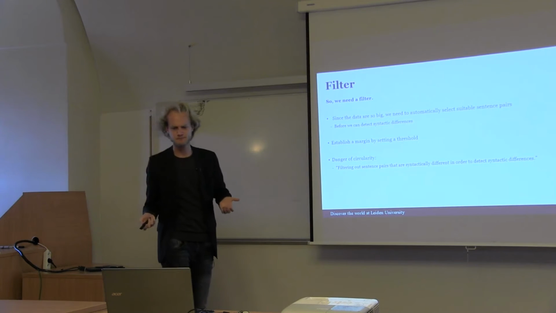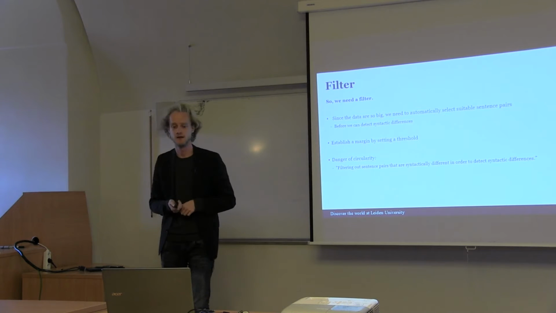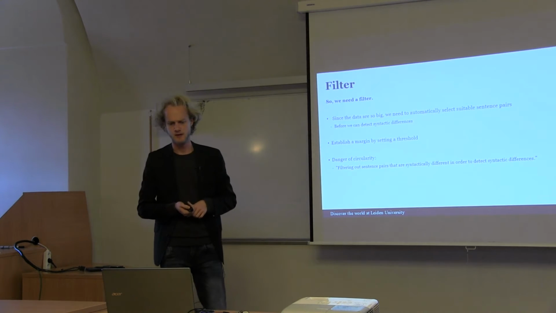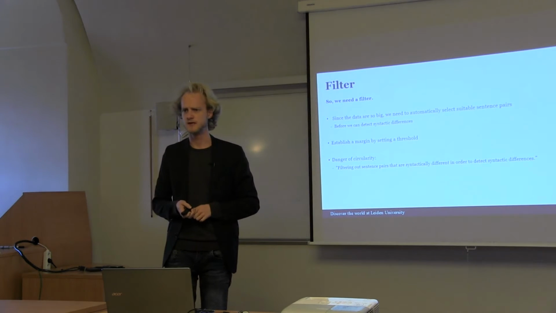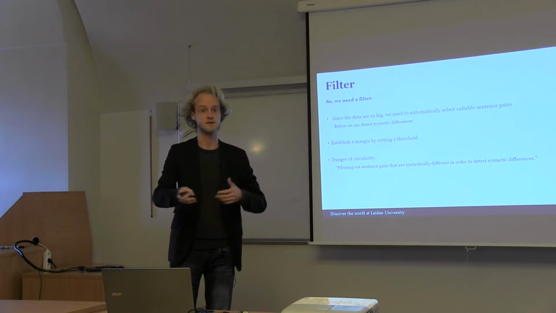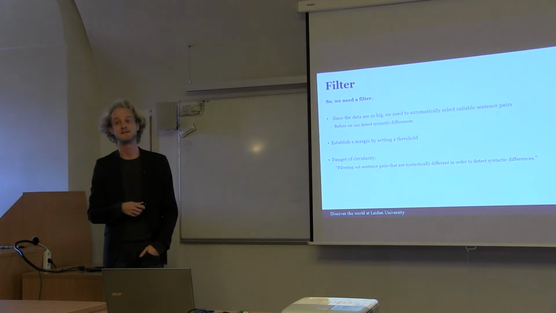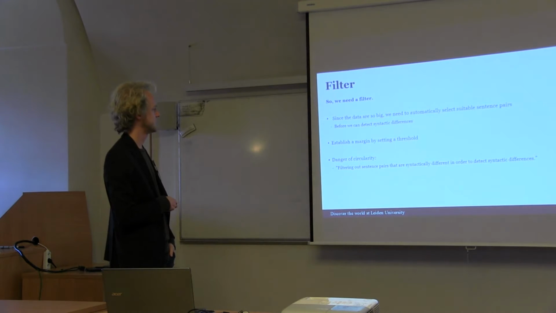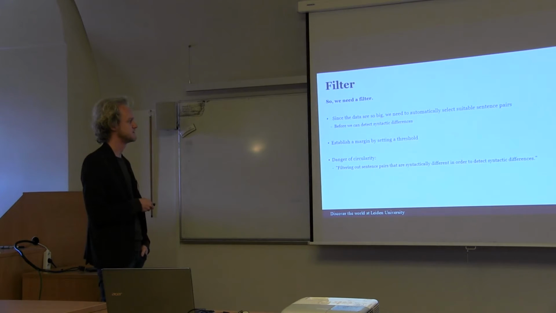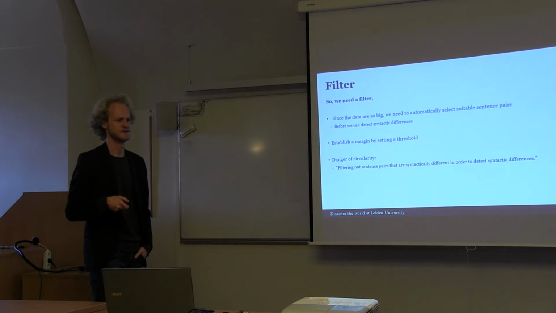So we need a filter, and since the data are so big, we need to automatically select suitable sentence pairs before we can detect actual syntactic differences. And we want to do this by establishing some sort of threshold beyond or below which sentences are no longer considered comparable. And here we are touching on a gray area, because we are filtering out sentence pairs that are syntactically different in order to detect syntactic differences, right?